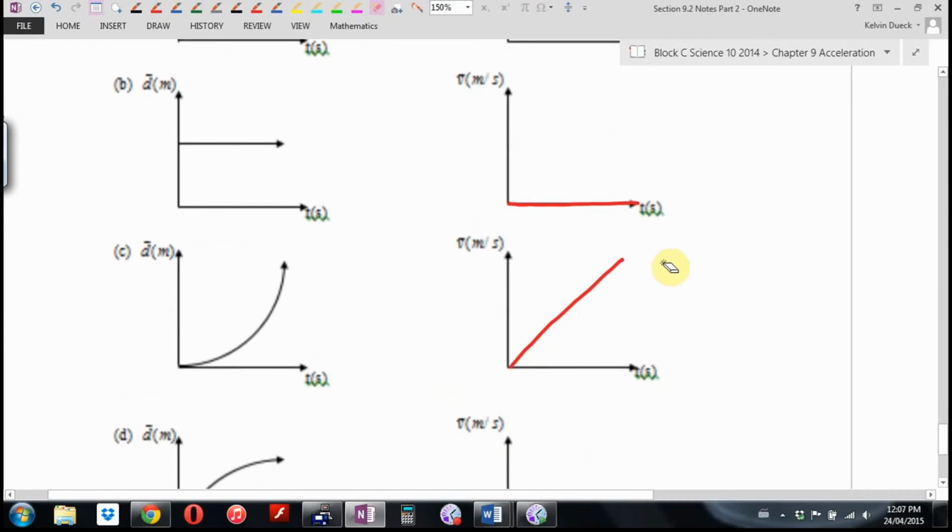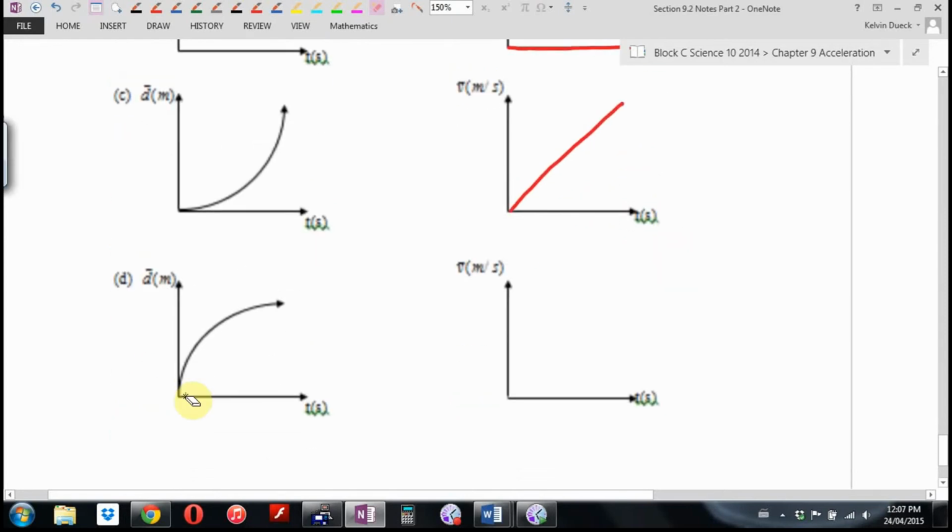What's the slope of this? Positive. You're speeding up. I can't say more than that without actual numbers. What can you tell me about this steepness here? Decreasing. Slowing down.